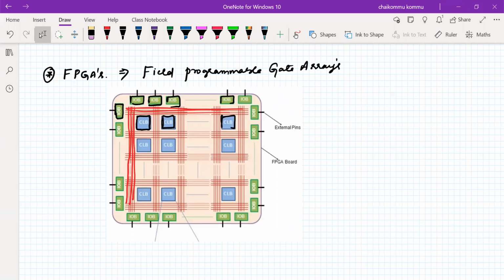So what is there in this one? FPGA consists of CLBs, configurable logic blocks. The second one is input output buffers. The third one is connection matrix, the connections. These are all the things we normally look at. So let us look exclusively at one particular CLB. Let us consider how the CLBs look like.